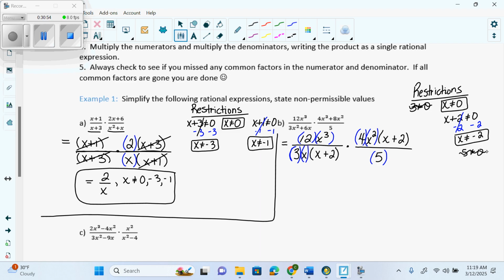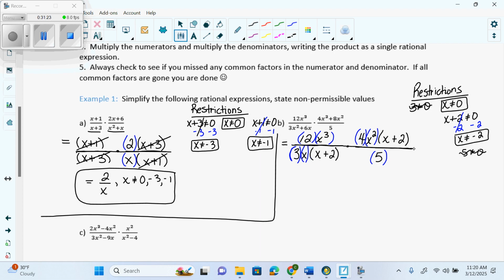Okay, now here's where the crazy part happens. This is the hard part. That's the most difficult part. So anything in the numerator can cancel anything in the denominator because the numerators multiply, the denominators multiply when you multiply fractions, right? Numerator times numerator, denominator times denominator, so I can just line straight across.